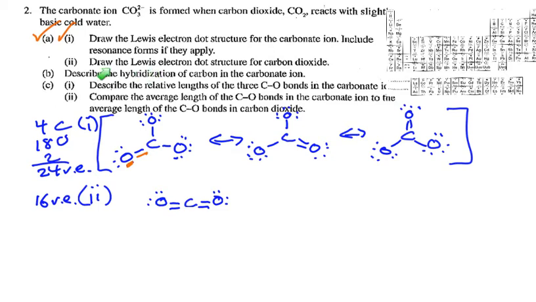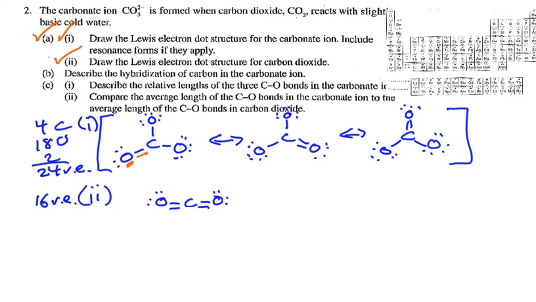You notice in the second one, draw the Lewis electron dot structure for carbon dioxide. It didn't say anything about resonance structures. You might be wondering, could I have shared them all from this side and done a triple bond here? And I think the answer is you could have, but I think that's good enough. Alright, and then part B.